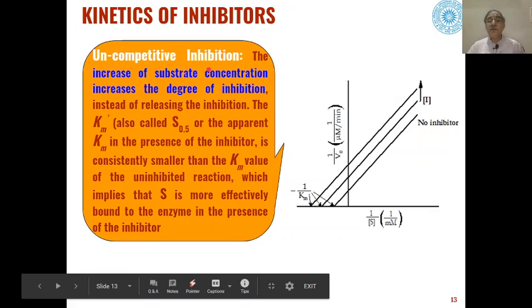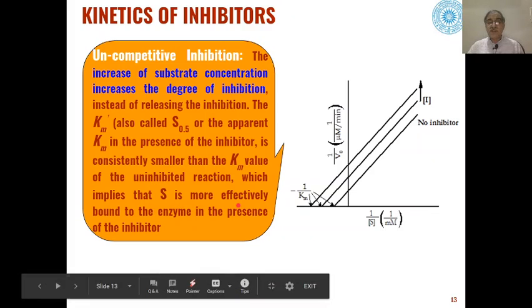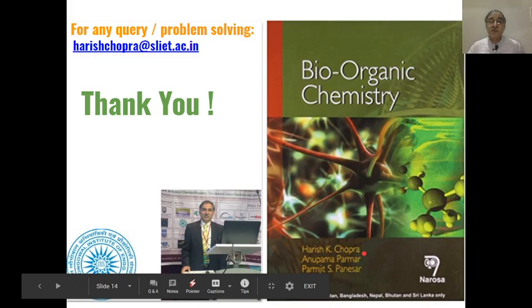Then in case of uncompetitive inhibition, the increase in substrate concentration increases the degree of inhibition. You can see over here, first there is no inhibition, then we increase the concentration of the inhibitor, and the degree of inhibition also increases as we increase the concentration of the substrate. So the Km value of an uninhibited reaction implies that the substrate, when more in concentration, effectively binds to the enzyme in the presence of inhibitor. So on the basis of these kinetic equations, we can differentiate between competitive, uncompetitive and non-competitive inhibition. Thank you very much.